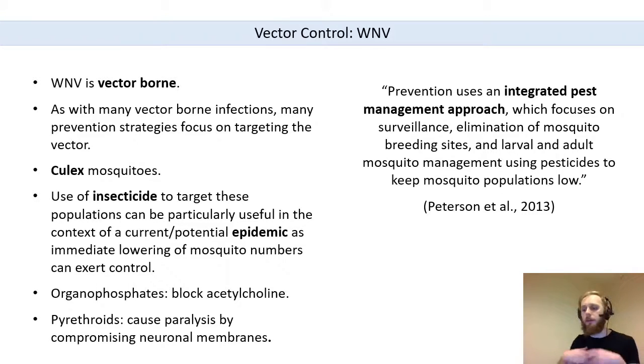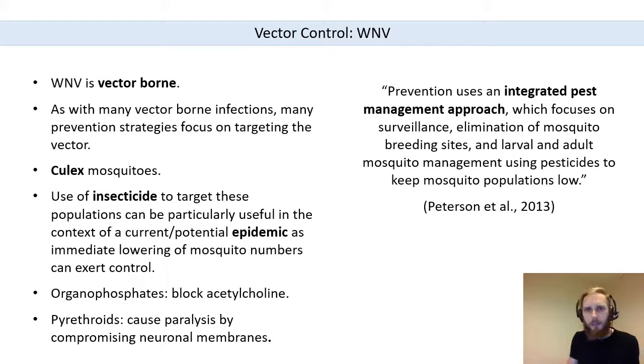Now, it's quite simple to say, okay, we target the vector, we kill the mosquitoes. It's a lot more difficult to actually do that in real life. It's a really, really complex thing to do. Usually it takes what we have defined here, an integrated approach. So here that's defined as surveillance, elimination of mosquito breeding sites, and larval and adult mosquito management using pesticides to keep mosquito populations low. If we actually think about the practical aspect of targeting these mosquitoes, it's hugely difficult. It's an enormous task, and it costs a lot of money as well. There are resources involved in this.